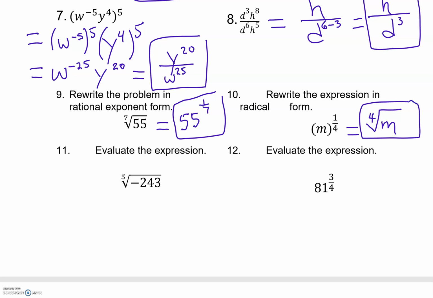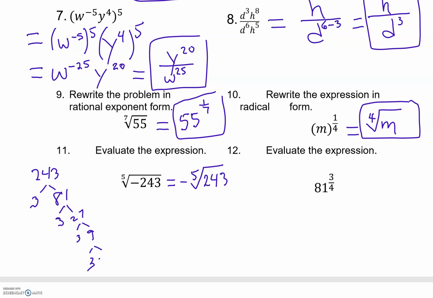Okay, so number 11, this time we're evaluating. So evaluate the expression, the 5th root of negative 243. A couple different ways we can do it. We talked about how the negative comes out. And we're looking for a number that when we raise it to the 5th power is 243. 2 doesn't divide into it, but I'm going to try a 3. Oh, this is going to work. We can get lots of 3s. How many of them? 5 of them.